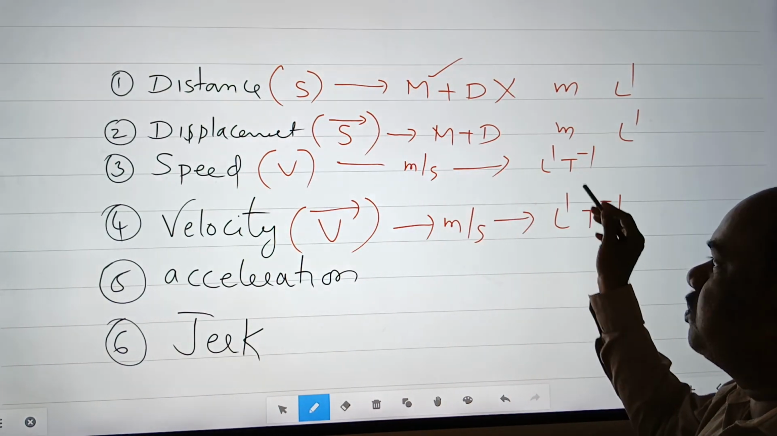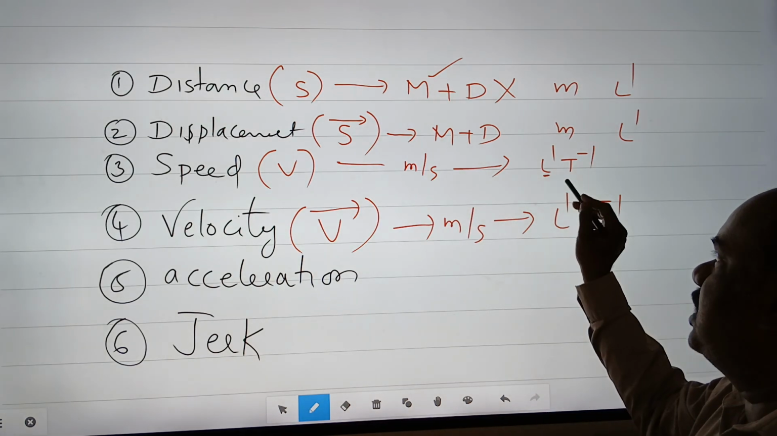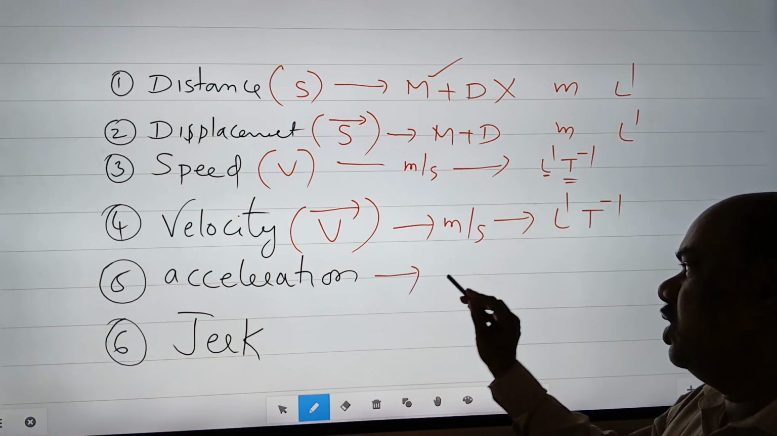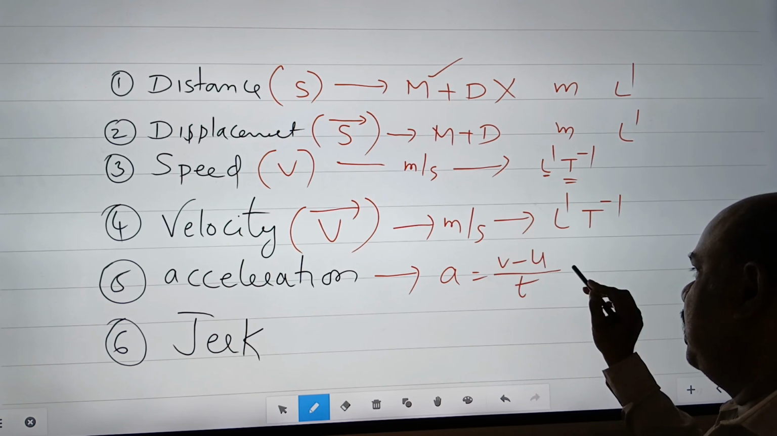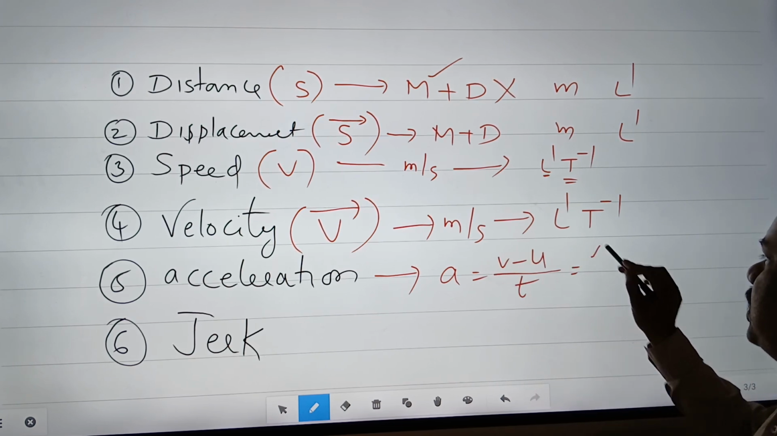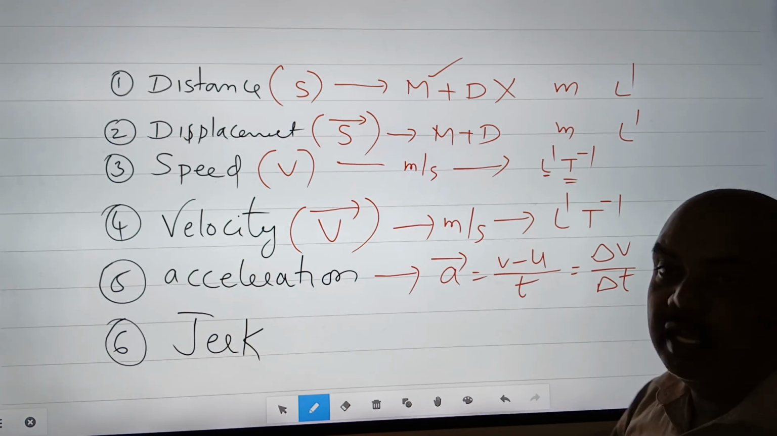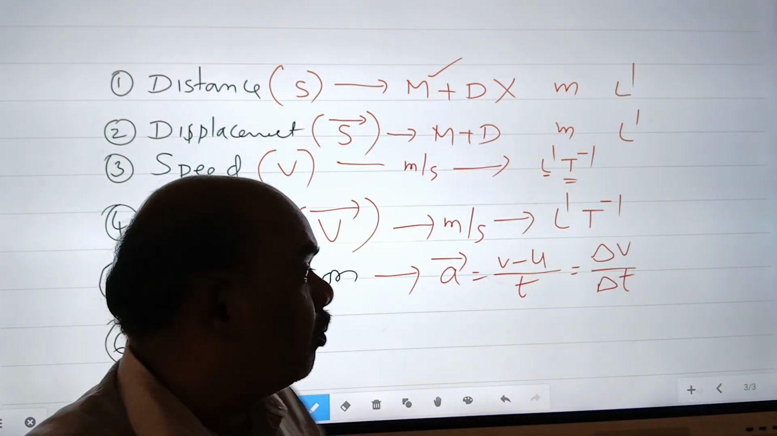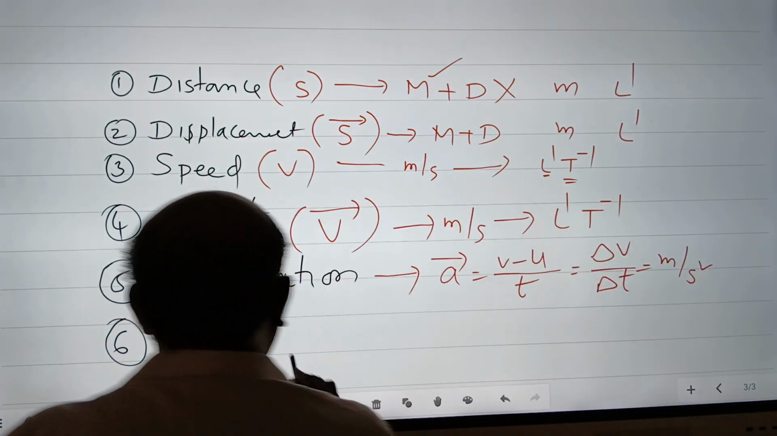So speed equals distance by time. L is nothing but distance, T is time. Acceleration is change in velocity by time, v minus u by t. We can write it as change in velocity by change in time. Acceleration is also a vector quantity, beta. Acceleration has the unit meter per second square.